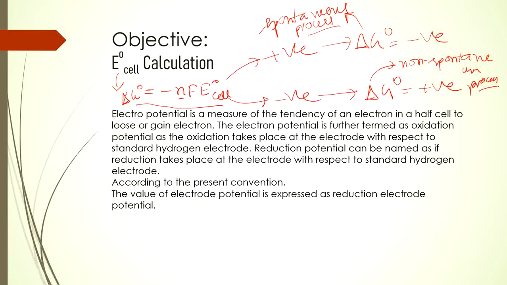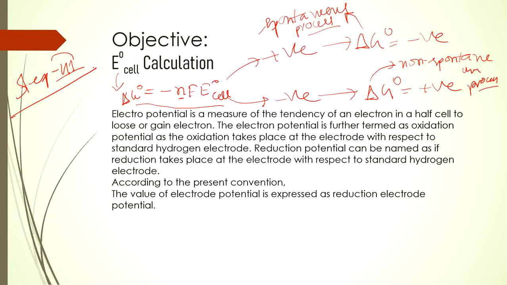The objective is to calculate the E0 cell, and it is important because through the E0 cell we can explain whether the reaction will be spontaneous or not. If the E0 cell value is positive, then through the equation del G0 equals minus nFE0 cell, it would be negative and therefore the reaction would be spontaneous. And if the E0 cell is negative, then as per the equation del G0 would be positive and it would be a non-spontaneous process. So this is the importance of the E0 cell calculation, and this is the step 3 of the overall process.